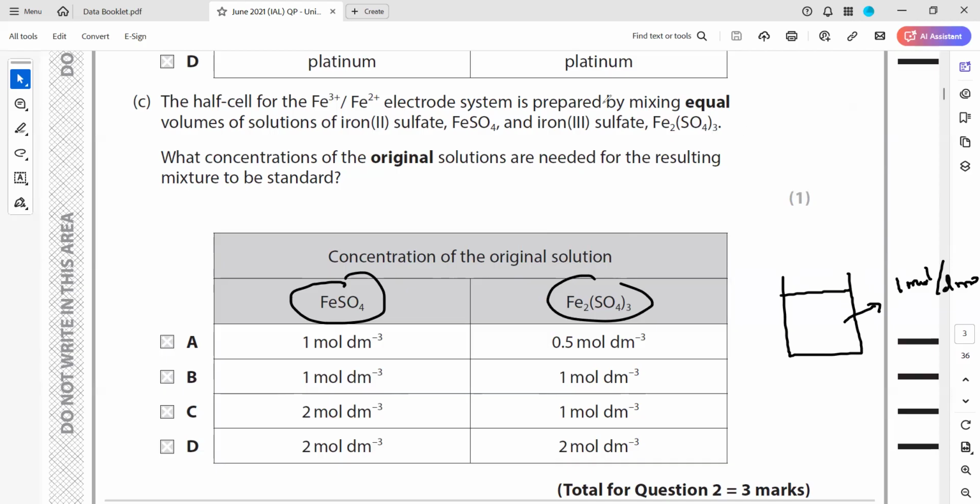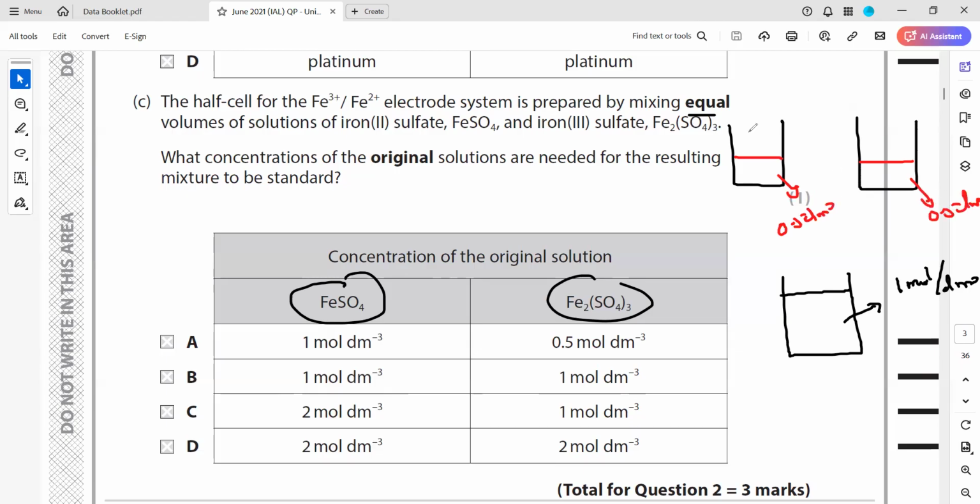Originally, we are preparing it by mixing equal volume of the two solutions. Let's say we want to make 1 mole, the concentration 1 mole per dm cube, and I want the final solution to be 1 decimeter cube or 1 liter. So I have to take half dm cube of this and half dm cube of this one. So 0.5 dm cube of this and 0.5 dm cube of this.